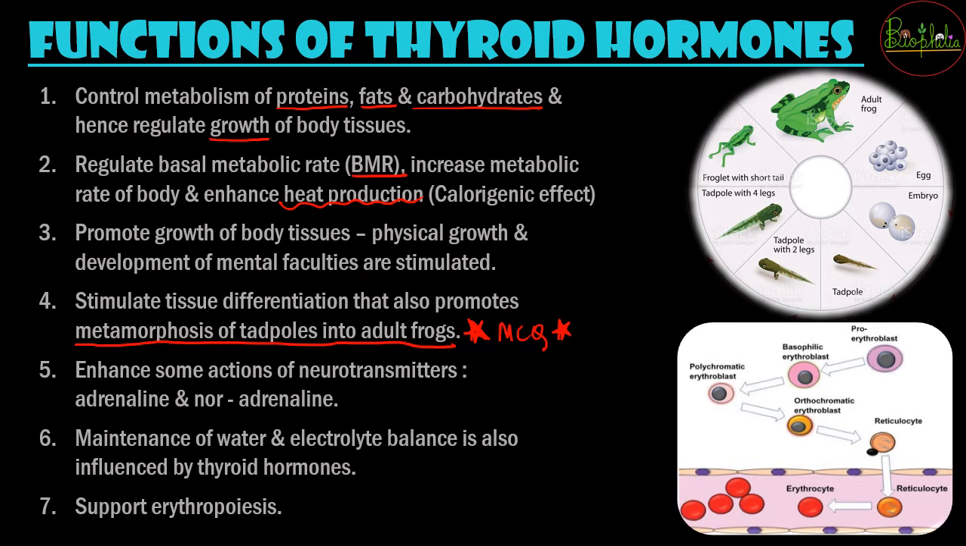And then it also maintains the water and electrolyte balance so that excessive water reduced na ho jaye, and even all the things that are required, that is all the levels of electrolytes, are maintained by it. And also it supports erythropoiesis. So that means जो RBC production होना है, all that is going to be under the control of thyroid hormone.